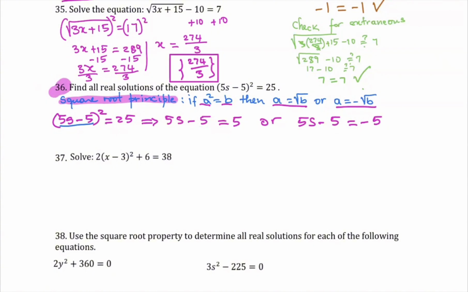If we add 5 on both sides, 5s equals 10. By dividing by 5, we get s equals 2. That's one solution. Here, we would add 5 on both sides. So that's 5s equals 0. By dividing by 5, s equals 0. So you have two solutions, and your solution set is 0, 2.